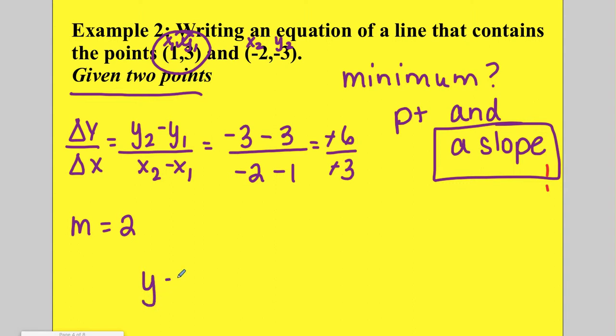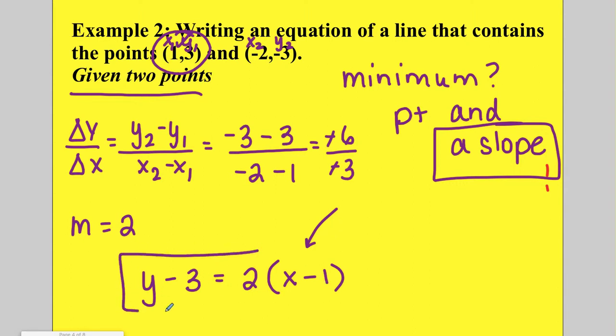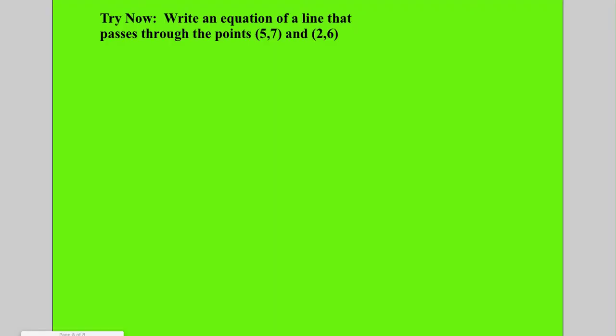So y minus 3 equals 2(x minus 1). Now, students often ask me, do these parentheses here matter? Yes, they do. Okay, and so we've got a final equation in point slope form. Now, I know, again, you want it so badly in y equals mx plus b, but this is a perfectly acceptable way to write an equation of a line. We're going to talk about how we can put that in y equals mx plus b or standard form a little bit later, okay? All right, I want you to try. So I want you to press pause and try this equation.